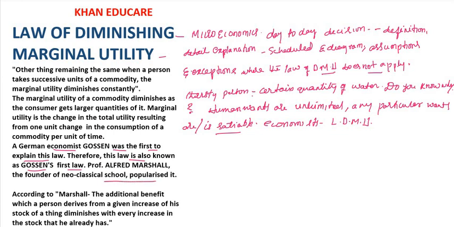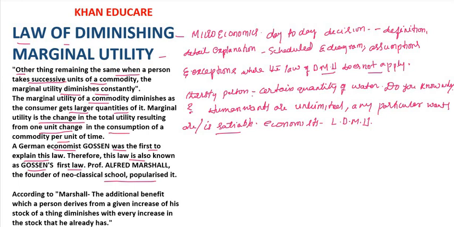The law of diminishing marginal utility is one of the important laws of utility analysis. It deals with consumer behavior in an intensive manner. Now we move on to the meaning. Other things remaining the same, when a person takes successive units of a commodity, the marginal utility diminishes constantly. The marginal utility of a commodity diminishes as the consumer gets larger quantities of it. Marginal utility is the change in the total utility resulting from a one unit change in the consumption of a commodity per unit of time.